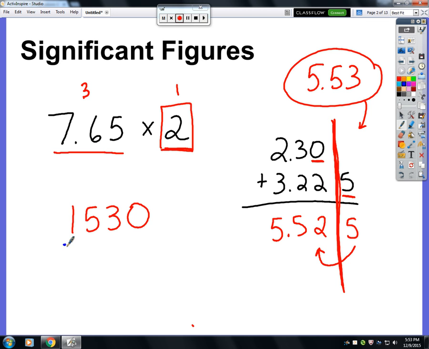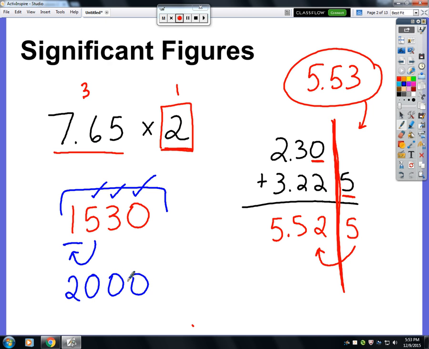So I'm going to look here, and I'm going to say, oh, there's a 1. What's the 5 do to it? It rounds it to 2. Now it's not 2. This is a number that has 1, 2, 3 more places after it, doesn't it? So that becomes 2,000. That's how you do significant figures.